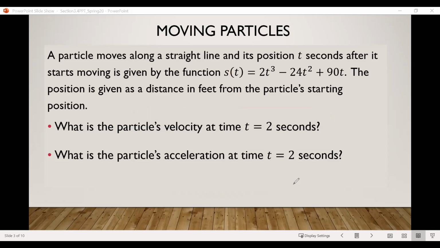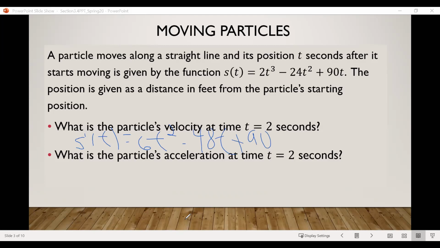Okay, so first things first, a review of some stuff we've done before. They want us to find the particle's velocity at time t equals 2 seconds. Well, how do we do that? You may recall from earlier in this unit that if we want to find velocity, we find the first derivative. So we'll take the first derivative of our function here. We can use the power rule to do that. If we do that, we'll end up with 6t squared minus 48t plus 90. So that's our first derivative.